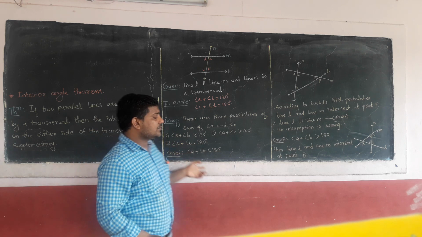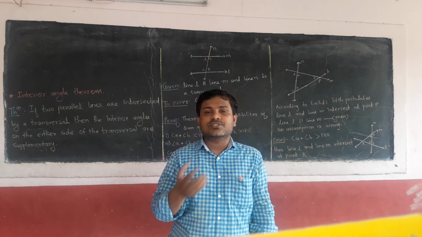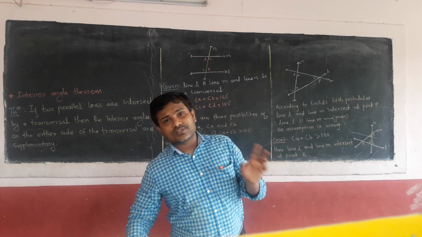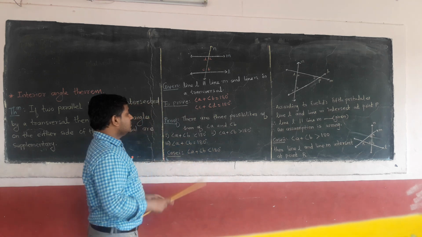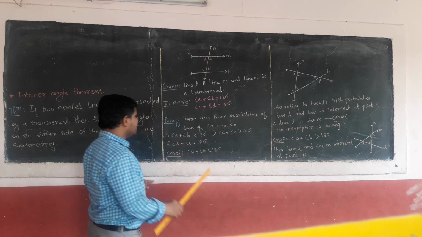Before starting the proof, this is another type of proof. Here, we are going to consider assumption possibilities. Now what are the possibilities for the addition of angle A and angle B? There are three possibilities.